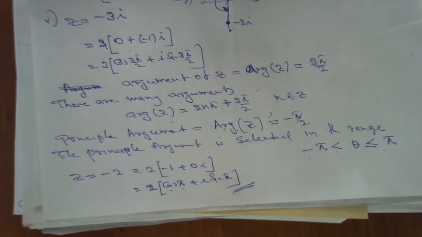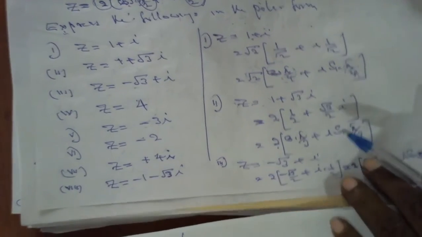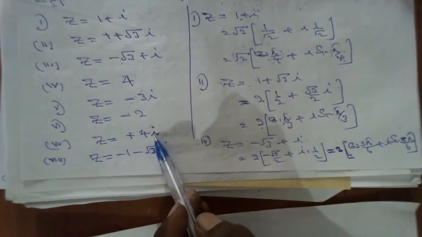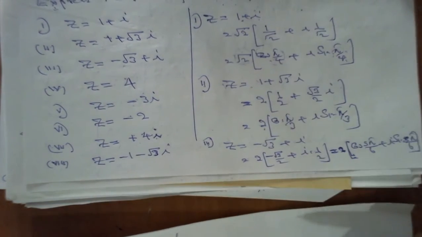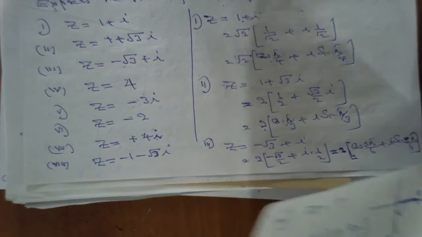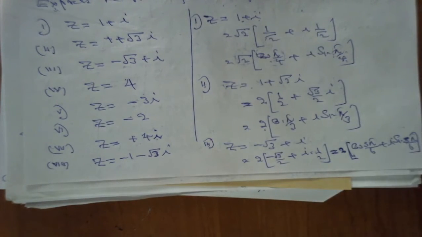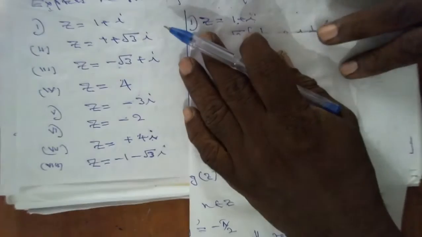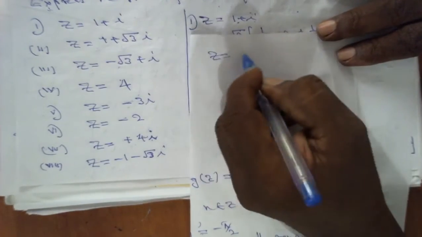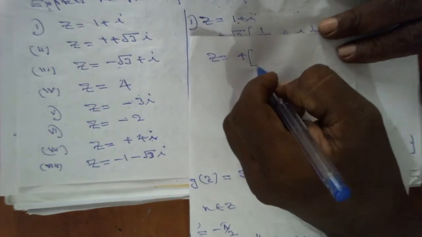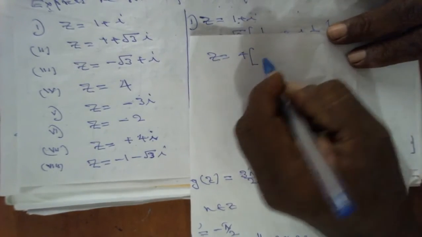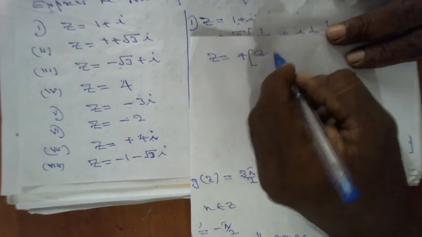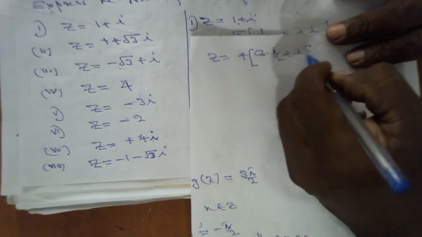Cos pi plus i sin pi. Is it clear? Then next one. Can you tell me? Is it z equals 4i? That you convert into polar form. The theta is 90 degrees. So z equals 4 at 90 degrees. In terms of radians, 4 times cos pi by 2 plus i sin pi by 2.